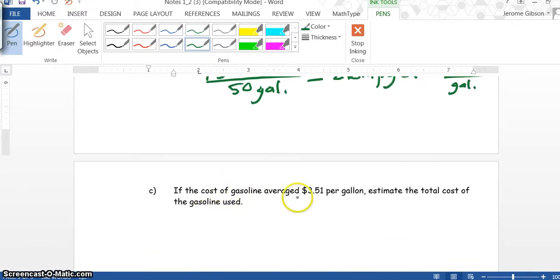If the cost of gasoline averaged $3.51 per gallon, estimate the total cost of the gasoline used. Now I think to make this a lot easier, let's round to the nearest dollar amount. If we look here at the dollars, the 3 is in the dollar amount, or the ones place, and we look to the right, we have 5. So this will round to approximately $4. It says estimate the total cost of gasoline used.